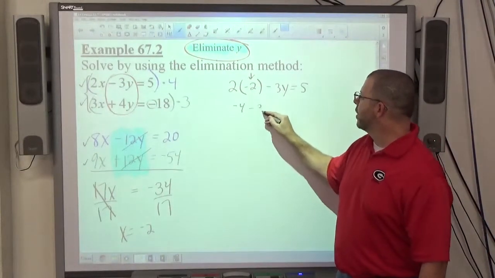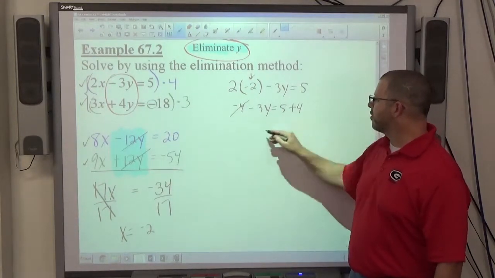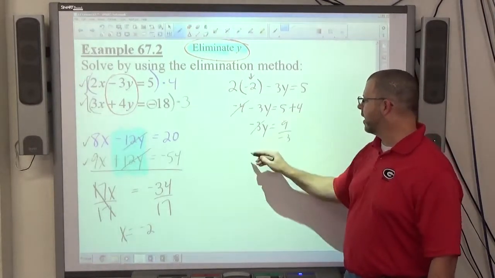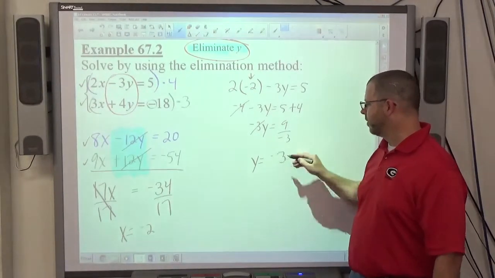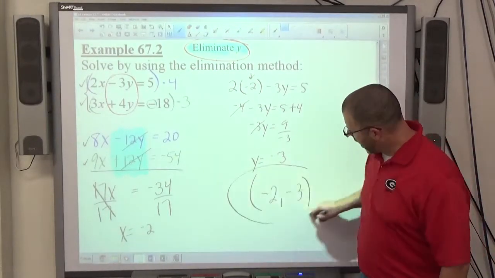Negative 4 minus 3y is equal to 5. We slide the 4, it becomes positive. Negative 3y is equal to positive 9. Divide by negative 3, y is equal to negative 3. And just like that, negative 2, negative 3 is the correct answer to the problem.